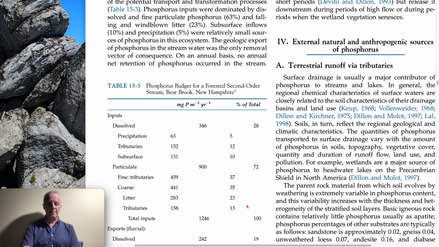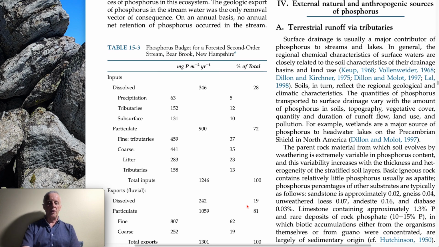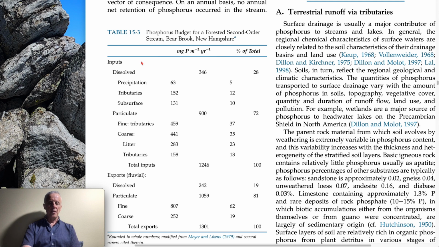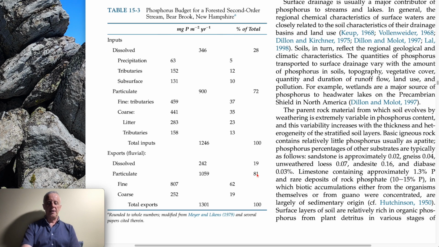Table 15-3. Phosphorus budget for a forested second-order stream, Bear Brook in New Hampshire. So we have the inputs, we have then the exports, and then we have milligrams of phosphorus per meter squared per year, and then we have the percentage of total. So for inputs, dissolved is 28% of the total, and 72% is in particulate form. Export is dominated by particulate at 81% and dissolved at 19%.